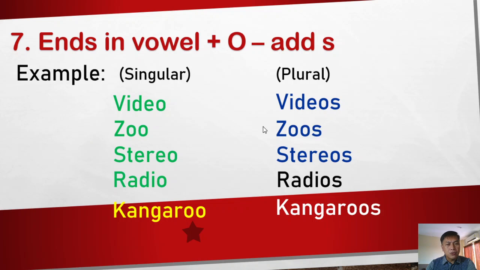One zoo, two zoos. One stereo, two stereos. One radio, two radios. One kangaroo, two kangaroos.